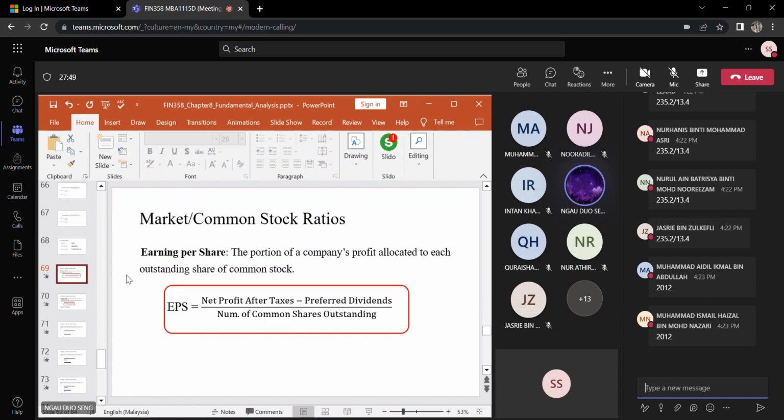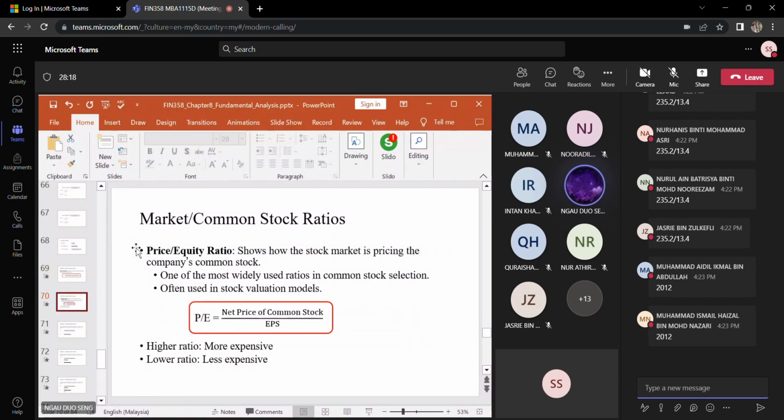Earning per share is the portion of a company's profit allocated to each outstanding share of common stock. So we have the formula for earning per share: net profit after taxes minus preferred dividend. If the question gives you preferred dividend, use it; if not, then this will be minus 0. Divide by number of common shares outstanding.